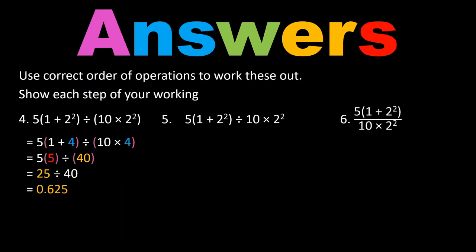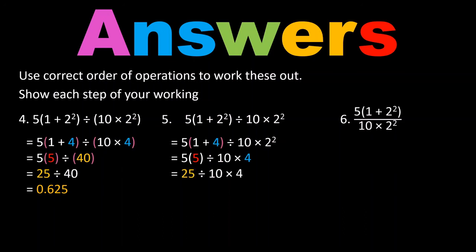For question 5, I see we've got brackets. We'll work out the exponent inside the bracket first, then the addition inside the bracket. Then going in order, I see multiplications and divisions, starting with the first multiplication. 5 in front of a bracket is being multiplied by the bracket, so 5 times 5. Then I see a division, the 25 is being divided by the 10.